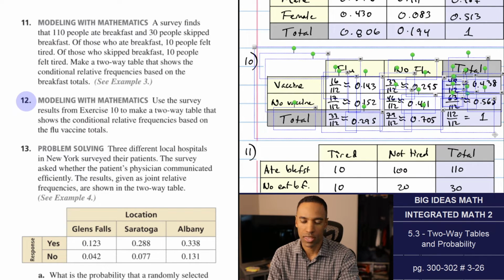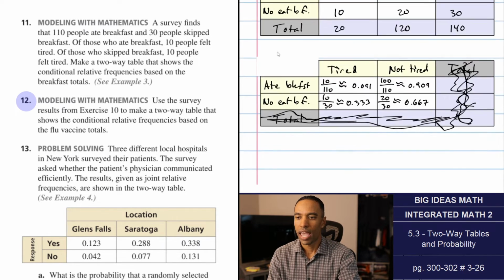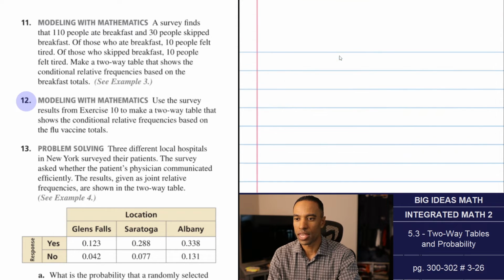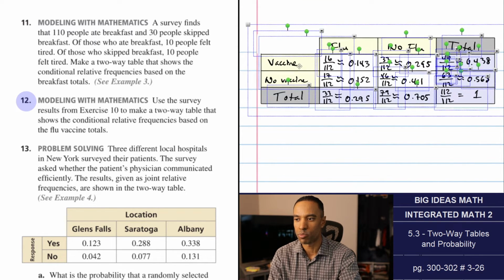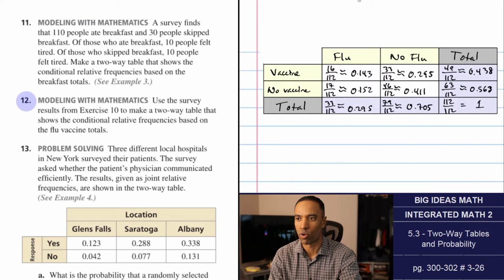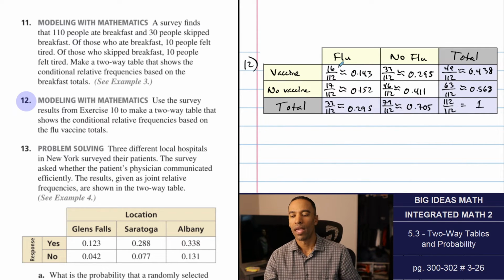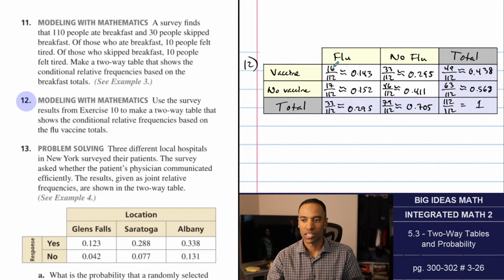Copy paste that one. And again, here's the thing. First of all, the decimal values are rounded. Second of all, it's more numbers, I believe. I don't really want to use these ones when I don't have to. In other words, whatever 16, wait, hold on. What are we doing? Based on flu vaccine totals.